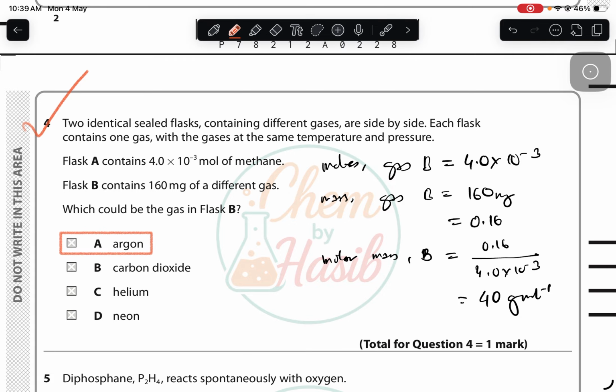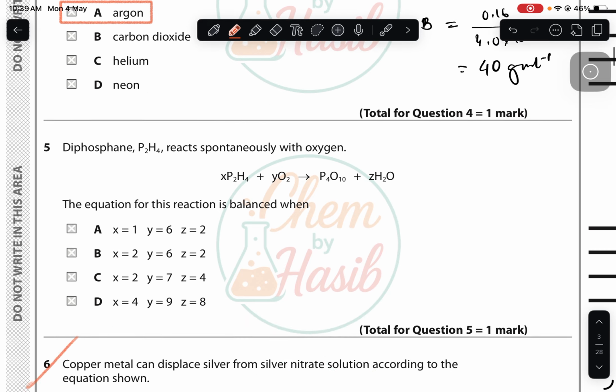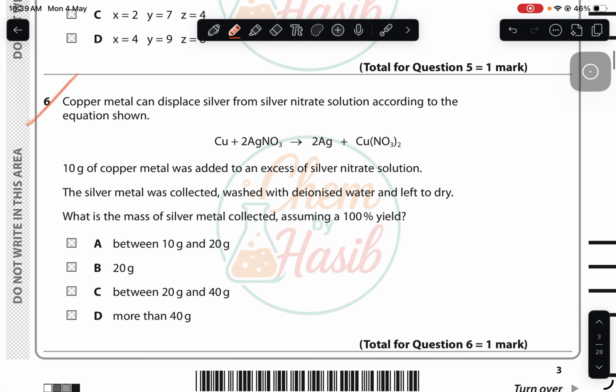Then we move on to the next question, question number 6. It says 10 grams of copper metal was added to excess silver nitrate solution. The silver metal was collected, washed with deionized water and left to dry. What is the mass of silver metal collected, assuming a 100% yield? You can easily calculate this. You have 10 grams of copper, and you have excess silver nitrate.